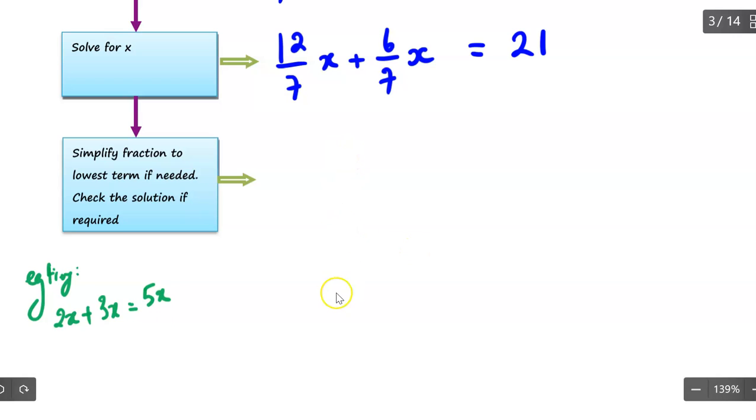Then I can ask you the same question here. If you have 12 over 7x plus 6 over 7x, what do you do? You just add the 2 coefficients in front of x. This is the like term that we are talking about, so the coefficient of x as a whole number and the coefficient of x as a fraction work the same. The same fundamental step applies: you add the coefficients and then you leave the x alone.